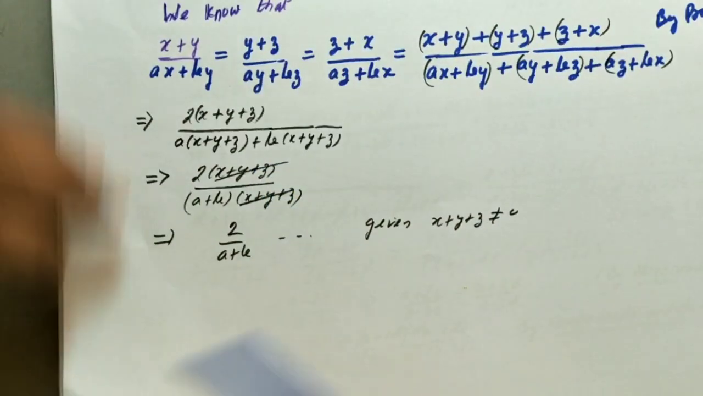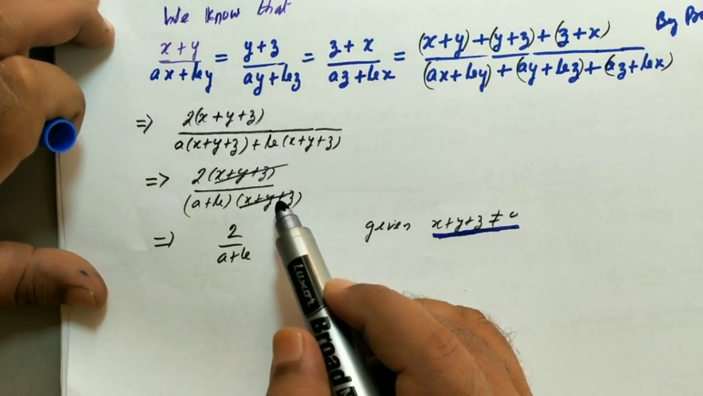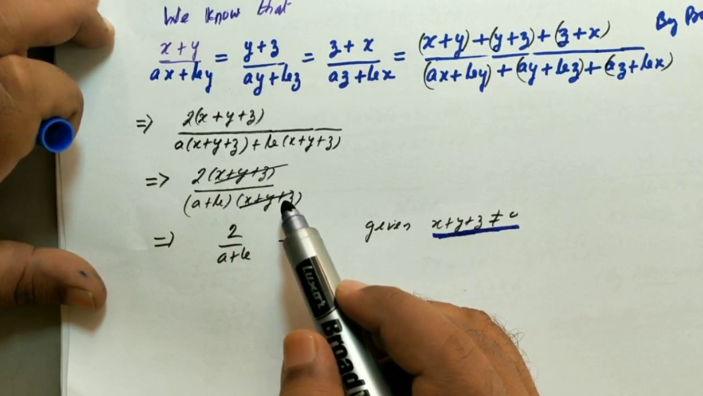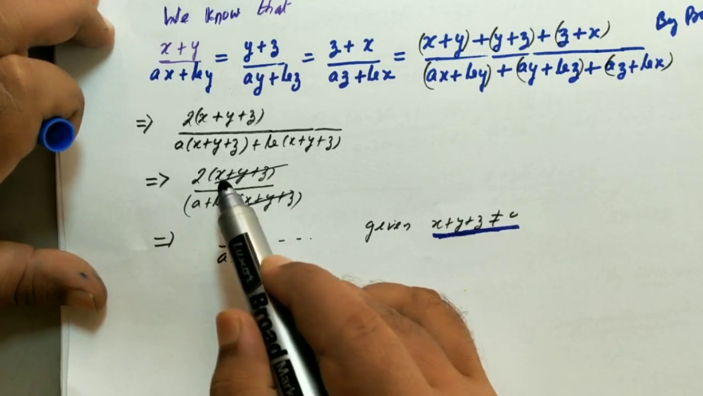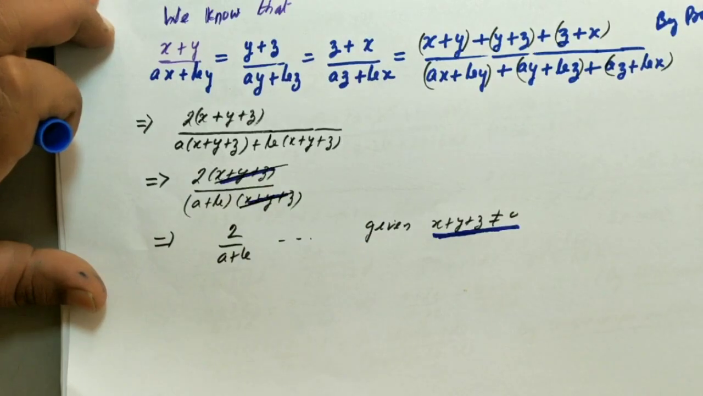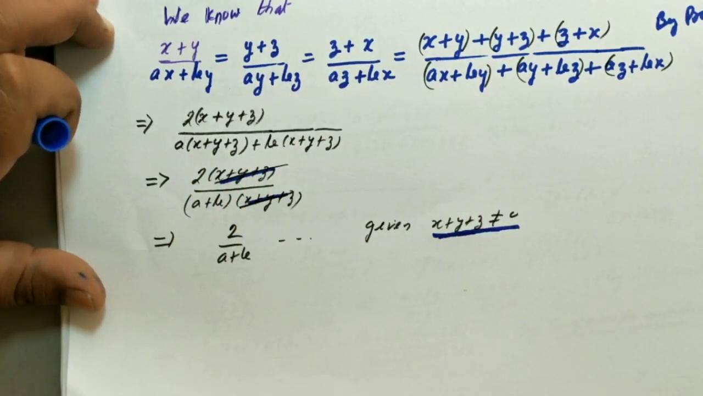Now they have given x plus y plus z is not equal to 0, because if this were equal to 0, then this expression would not be defined. Denominator should not be equal to 0. So this gets cancelled and finally I have 2 by (a plus b). So this ratio is also equal to 2 by (a plus b). It is proved.